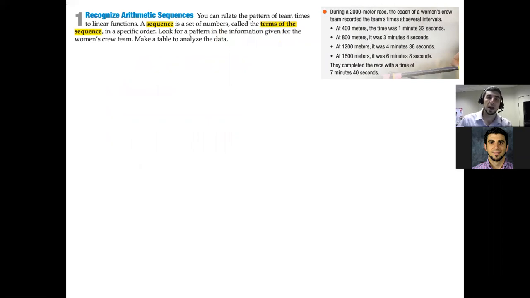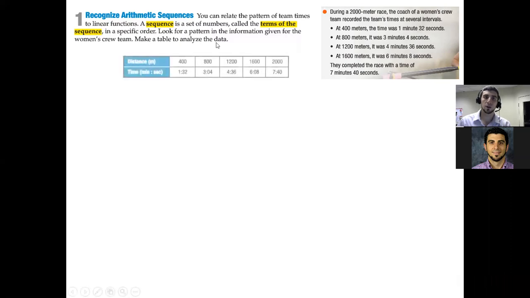So you can relate the pattern of team times to linear functions. A sequence is a set of numbers, called the terms of the sequence, in a specific order. Look for a pattern in the information given for the women's crew team. Make a table to analyze the data. So the distance is going to be here, and the time in minutes and seconds is here. Now, if we notice, each time it goes up by 400 meters, there's an additional minute and 32 seconds added to the time each time.